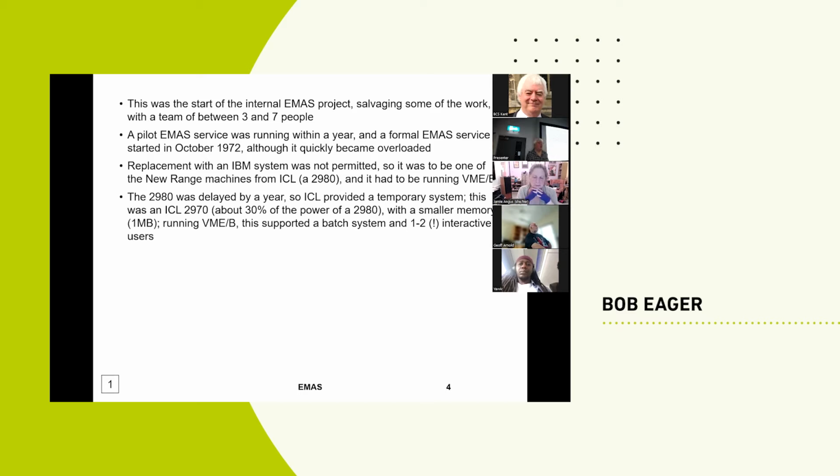Well, the 2980 was delayed by a year. It was an incredibly complex machine, and it wasn't microcoded, it was all hardwired logic. So ICL said, well, what we can provide you with is a 2970, which is a much smaller machine, about 30% of the power. But the thing about the 2970 was it was microcoded, so they could get it developed more quickly. It only had 1 megabyte of memory. I think the VMEB one, the 2980, was going to have 2.